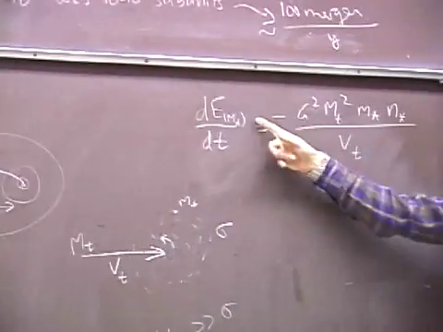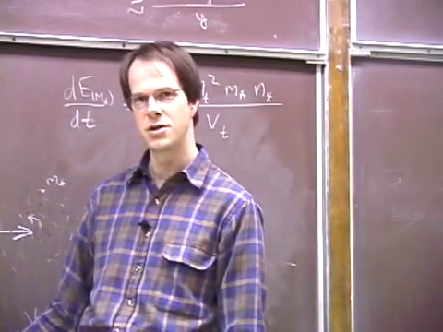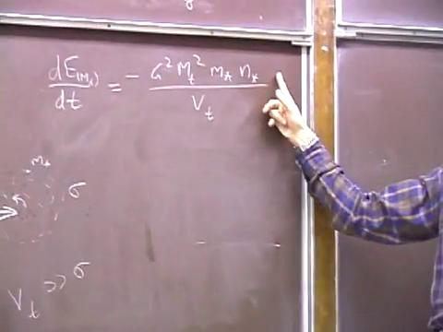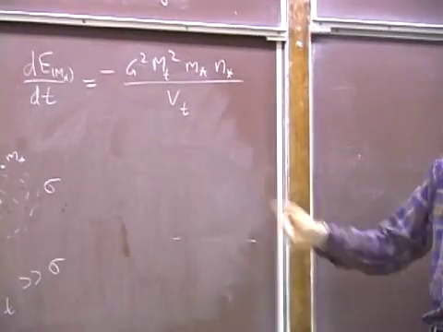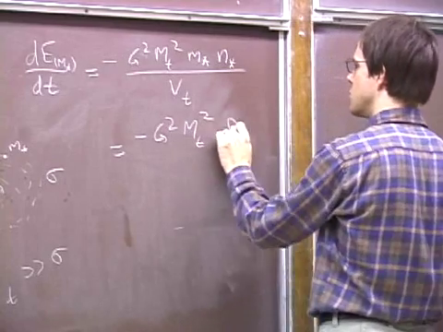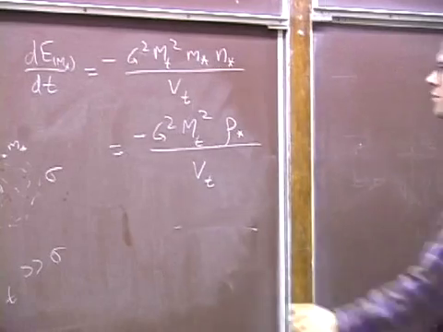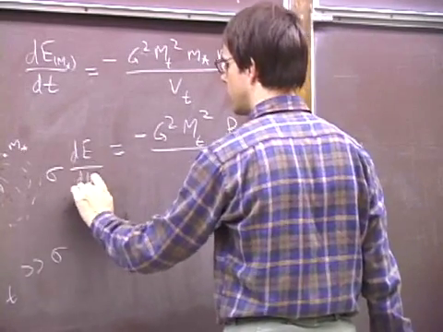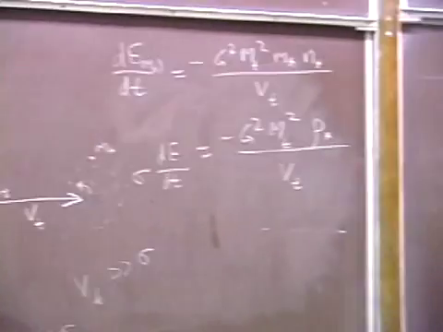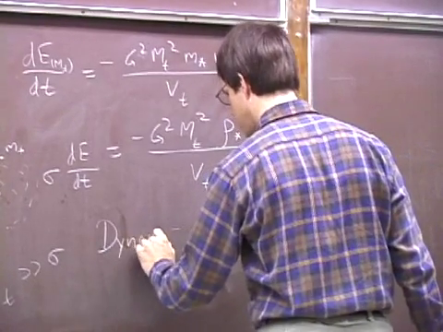Okay, so the rate at which the body loses energy is the cross-section times the energy loss. Then we have to multiply by the number density of stars times the velocity to get the flux of stars that are hitting the bigger one. And so I can write this as minus G squared M_T squared times the density of stars over the velocity of the fast-moving particle. So that's the rate at which this fast-moving particle loses kinetic energy to the surrounding stars. And this process is called dynamical friction.